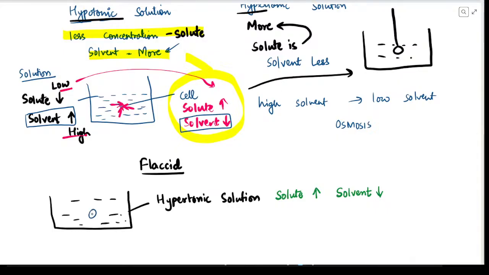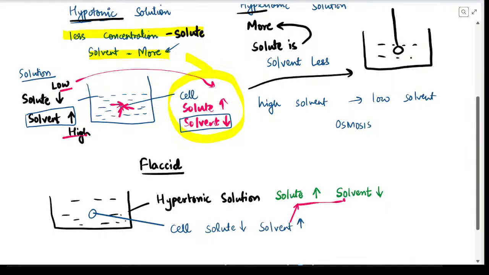So suppose I have taken a cell and this cell has got opposite concentration. So here the solute will be low or downside and solvent will be up or high. We know that solvent always moves from high concentration to the region of low concentration. So here osmosis will be happening from the cell to the solution.